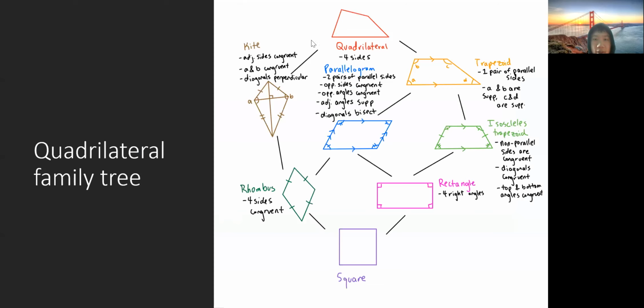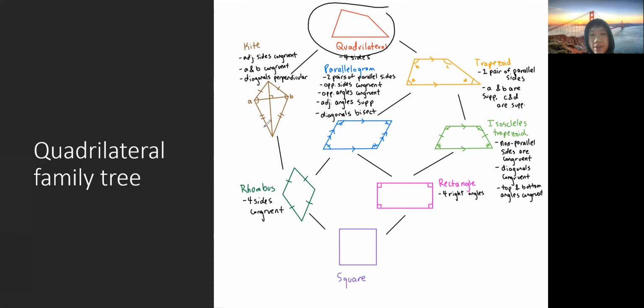Okay, so this is the quadrilateral family tree. So if you know a regular family tree, it's basically you have the ancestors and their children. So basically what this family tree is that all quadrilaterals are related. They're like a big family. So we have the great grandpa, which is just the quadrilateral.